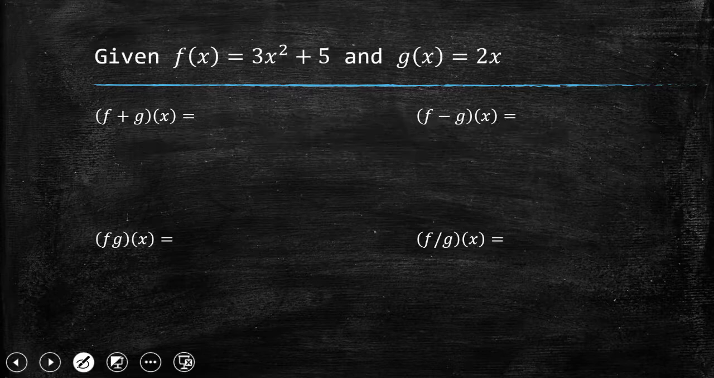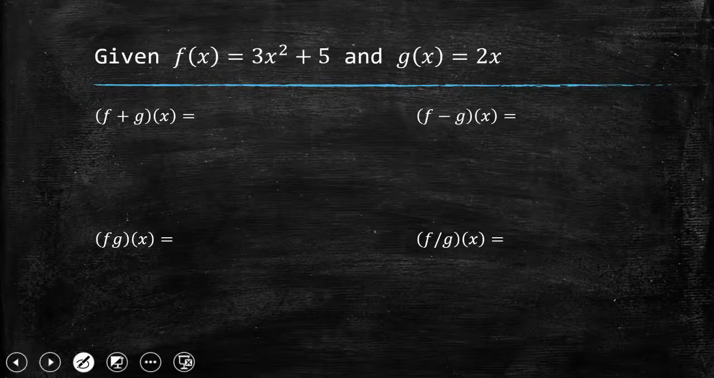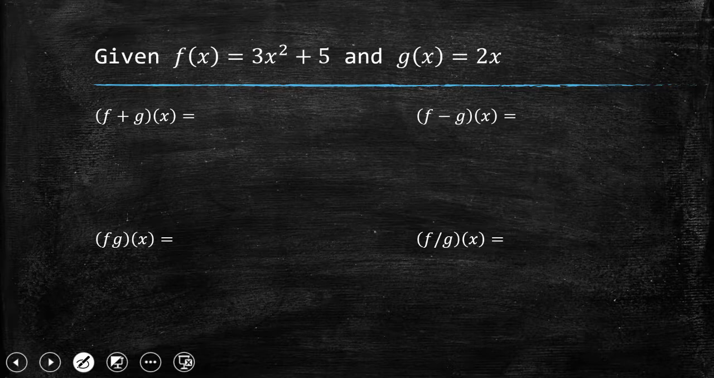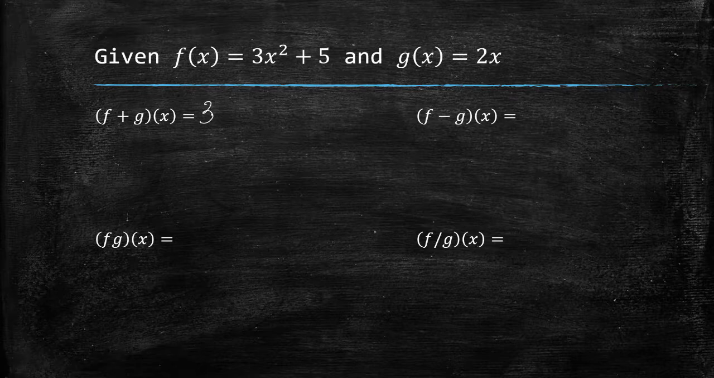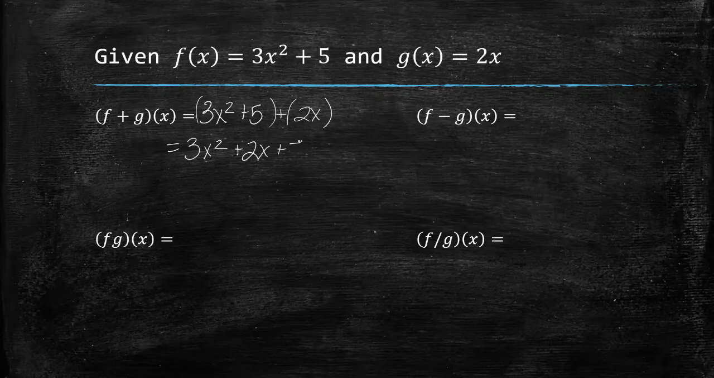All right, some function operations. You'll be given two functions. You'll be asked to add or subtract or multiply or divide. You just do that. It's combining like terms. So in this first one here, I would take my f function, which is 3x squared plus 5, add it to my g function, which is 2x, and combine like terms. I don't actually have any like terms here, so I'm just going to write it out. 3x squared plus 2x plus 5, okay?